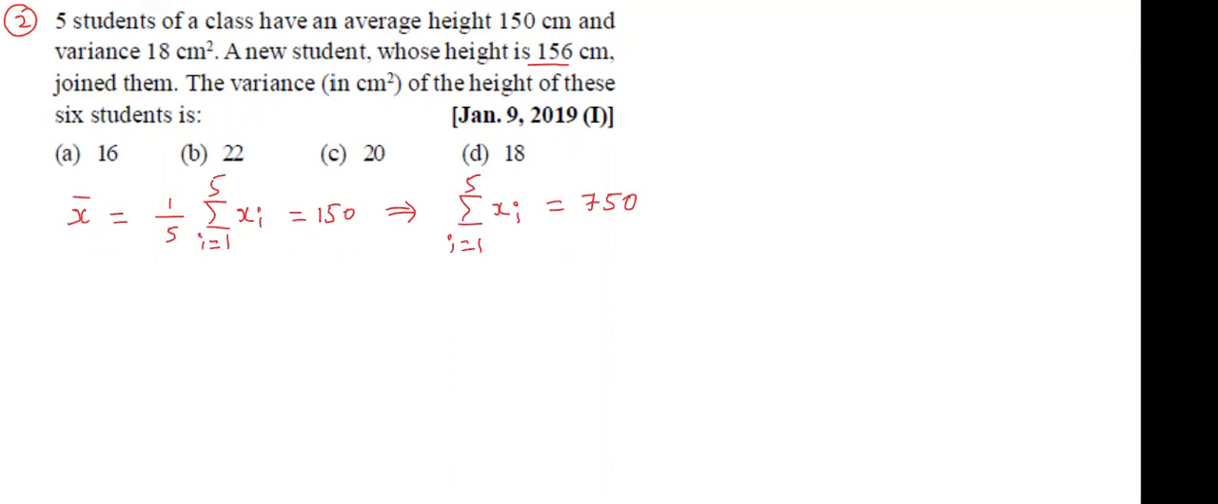One of the students is added, so the number of students is going to increase now. So sigma xi, where i is equal to 1 to 6. The particular student's height is 156. 750 plus 156 is 906. Okay. Next, go to the variance.